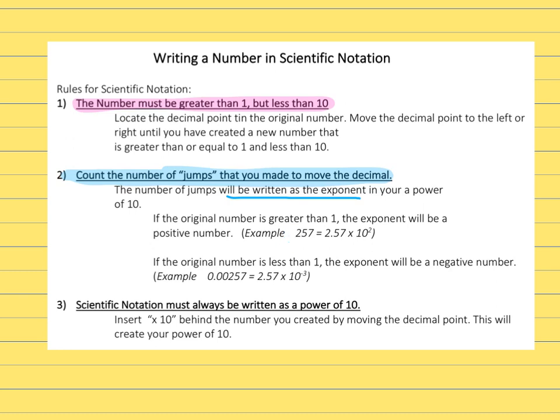Then the last thing we're going to look at is when you do get your final number in scientific notation, it's always written as a power of 10, which means it would have times 10 and then with the exponent. Scientific notation is always written as a power of 10, which basically means it will have times 10 with an exponent.